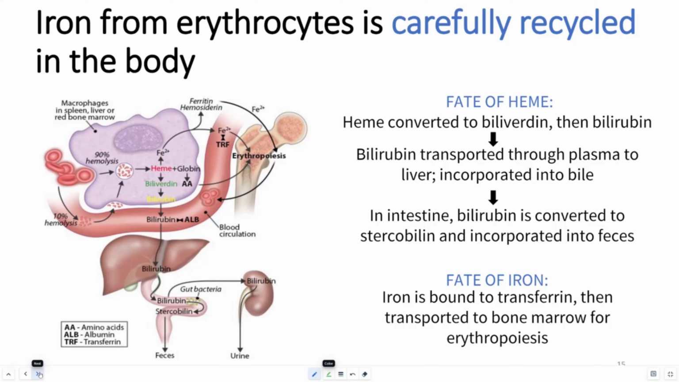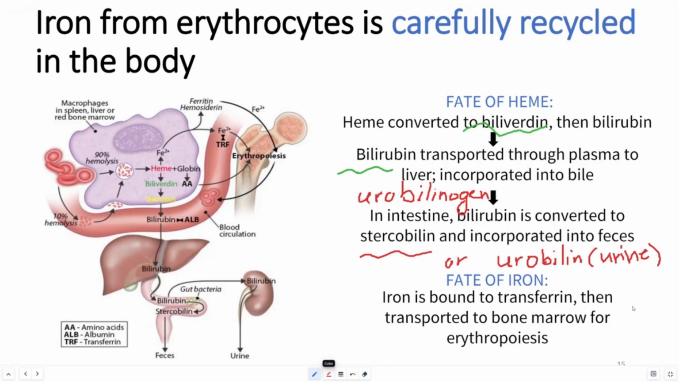Iron is Fe2+. At first, the heme is converted within the macrophage to this greenish pigment molecule called biliverdin. And the biliverdin gets converted into bilirubin, which is a yellow component found inside our digestive tract, inside the bile juices. And then that gets converted into urobilinogen, which can be converted either into stercobilin, a brown pigment that is incorporated into our feces, or into urobilin, which is excreted in the urine.